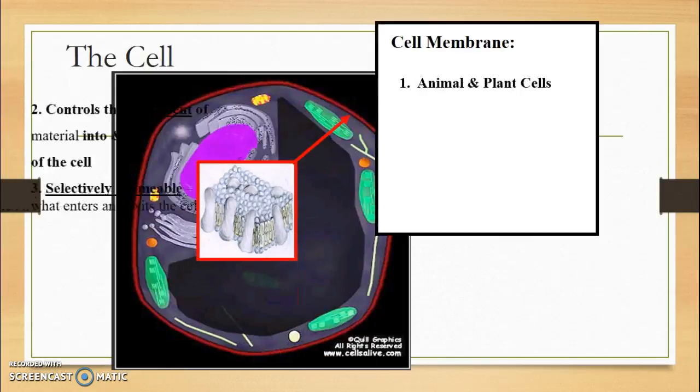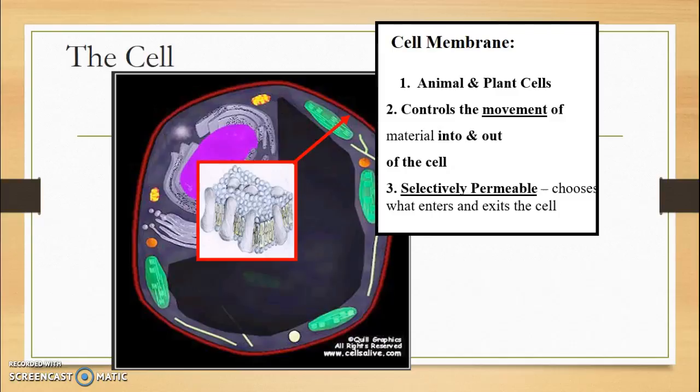Now, the cell membrane is found in both plant and animal cells. So you're going to notice that there is a difference between plant and animal cells, and the cell membrane is found in both of these. Okay, it controls the movement of materials in and out of the cell. So what you need to do now is pick up your pencil, look on your booklet, and at the first bullet underneath cell membrane, you are filling in the underlined word movement.